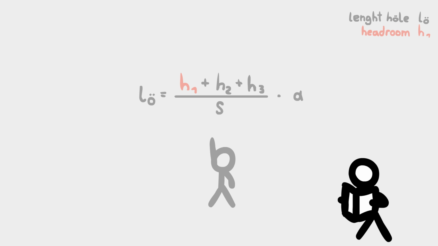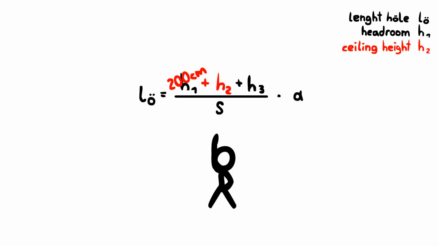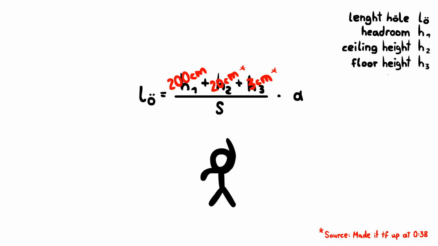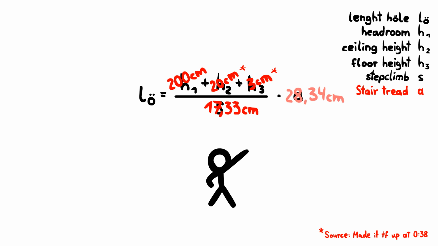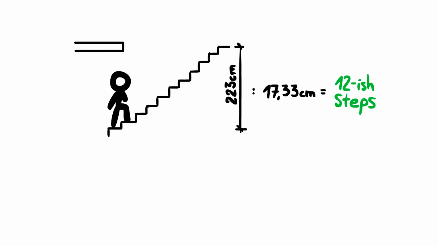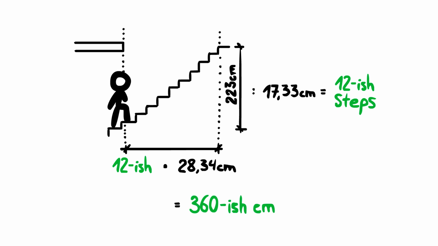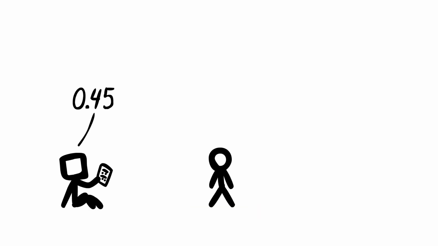Code says here this has to be at least 2 meters, plus the height of both ceiling and floor, divided by the height of each step times the length of a step. In simple terms, it says, how many steps do I need to go down to reach the walking height, and how long is that? I got 0.45 meters.